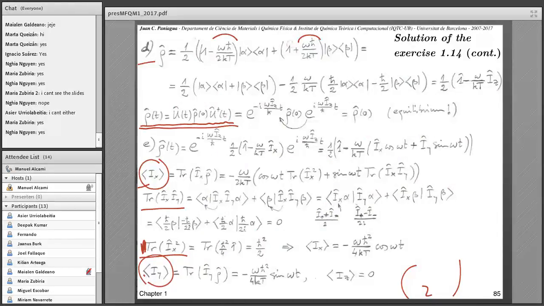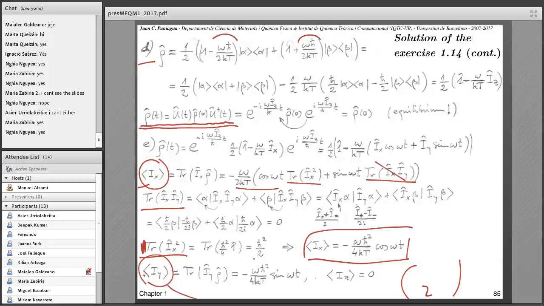Then we obtain that the expected value is, this is 0. We have calculated this, we multiply by this, so we obtain this result. In a completely similar way, we can obtain the expected value of the y component, and the z component is zero.